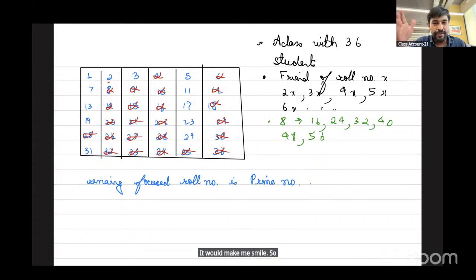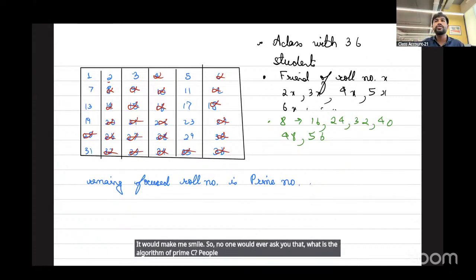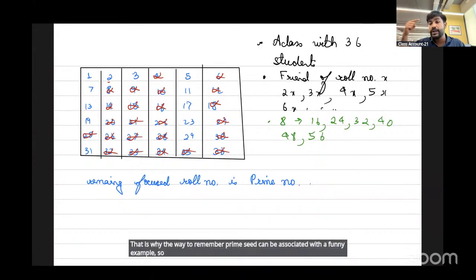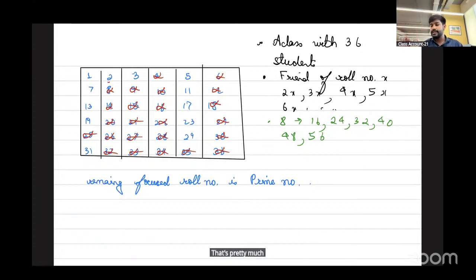So no one would ever ask you what the algorithm of prime sieve is. People would ask you to solve problems over prime sieve. That is why the way to remember prime sieve can be associated with a funny example, so that you are able to retain it for a longer period of time. That's pretty much the goal of this teaching.